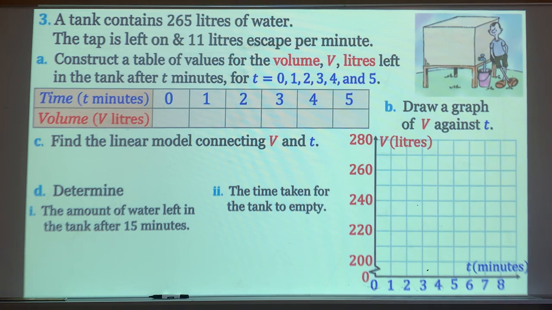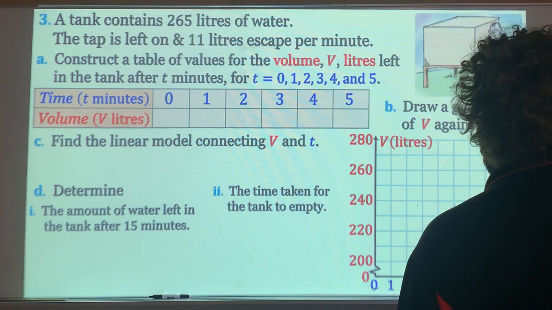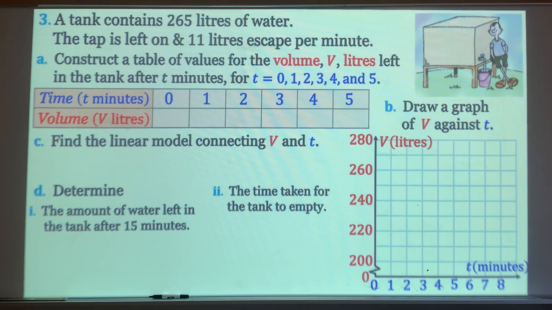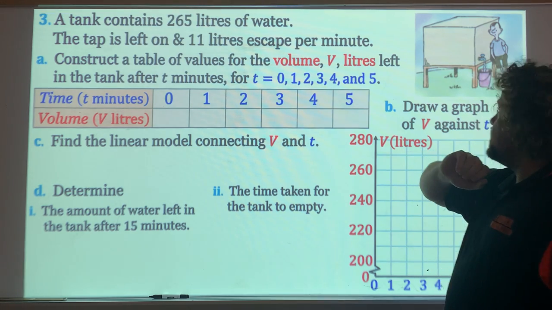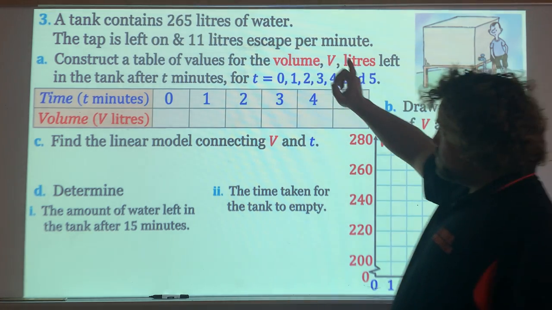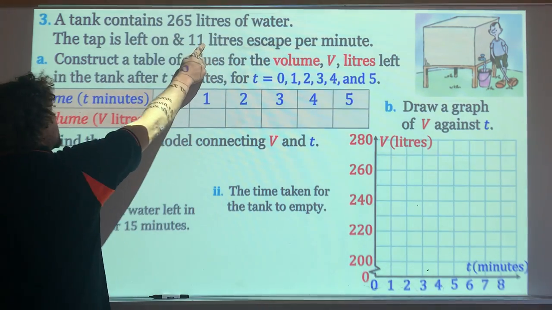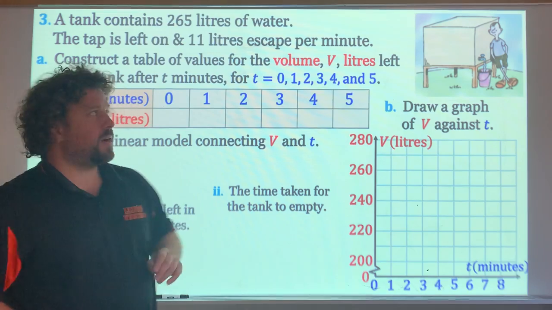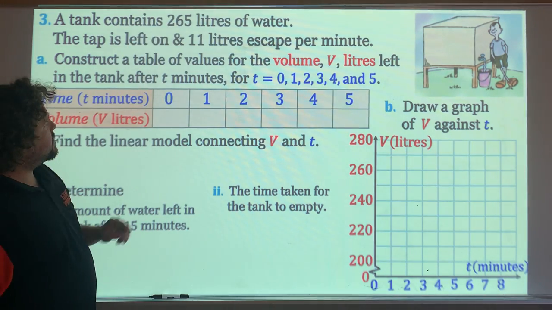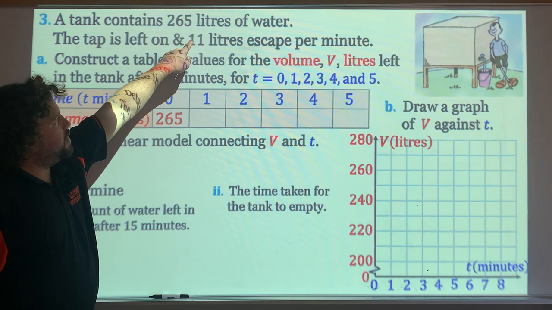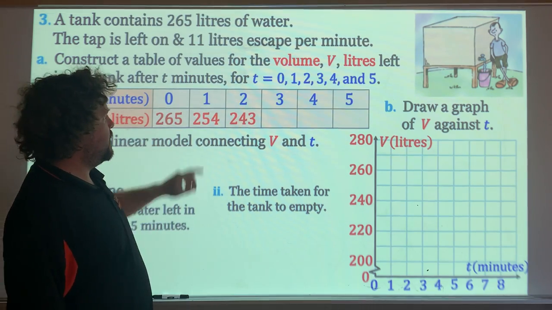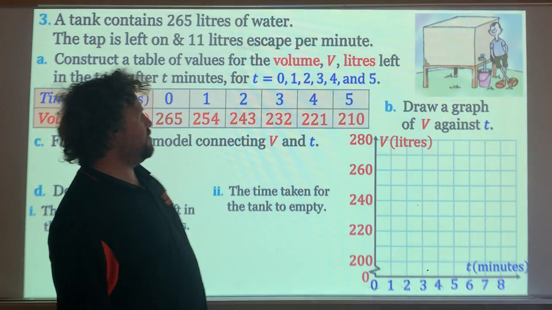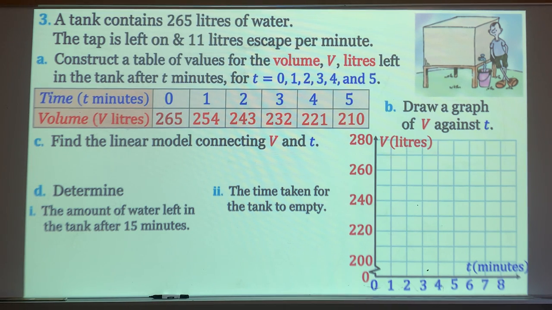Next thing, a tank contains 265 liters of water. If the tap is left on and 11 liters escape per minute, we're going to do the following. First thing, construct your table. So the tank initially contains how much water? 265. 11 liters escape per minute. So what are you doing? You are subtracting 11. So at 0 minutes, 265, right? 11 per minute. So after 1 minute, minus 11. Minus 11, minus 11, minus 11, minus 11. All right, so that's what your table should look like.